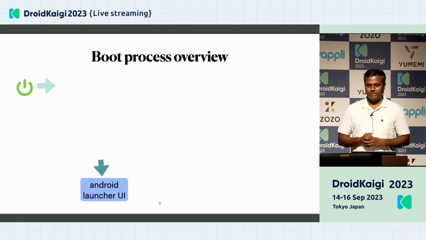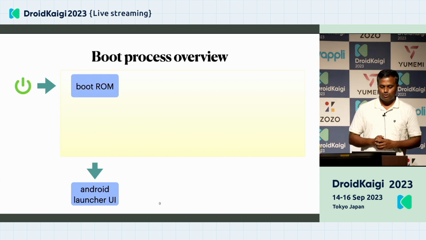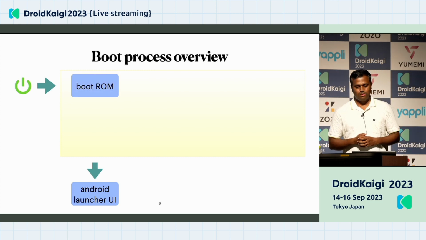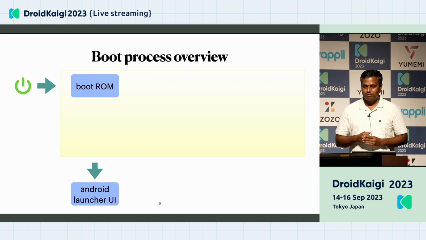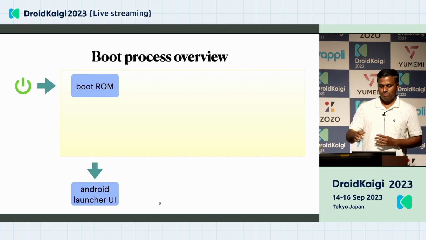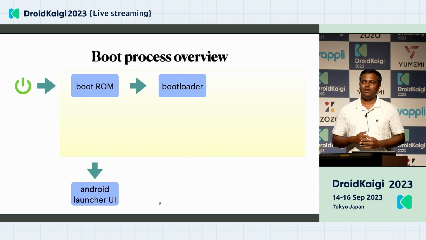So let's see that in a bit more detail. When you press the power button, first the boot ROM is initialized, and the boot ROM initializes the device hardware. It scans until it finds the boot code, file system, and Linux kernel. Once it finds the boot code, it starts loading it. It starts the boot sequence, and execution is handed over to the bootloader. The bootloader is copied into the internal RAM, and it loads the Android OS and the Linux kernel, and it provides access to fastboot and recovery mode.